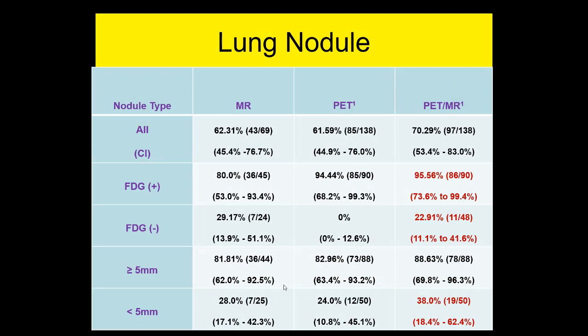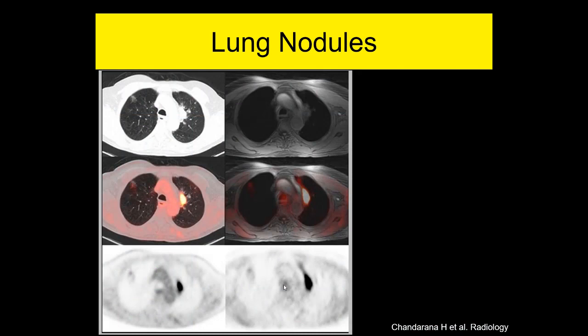And what we found was that for FDG avid nodules and nodules 5 millimeter or larger, PET MR was good. But if you talk about non-FDG avid lung nodules and nodules that are less than 5 millimeter, we miss them all on PET MR. So for small, tiny, non-FDG avid nodules, PET MR is suboptimal. And for ground glass nodules, you're not going to see them on MR. This is a little ground glass nodule that you're not going to see on a conventional GRE or a single shot FSE kind of sequence, and you're going to miss them.